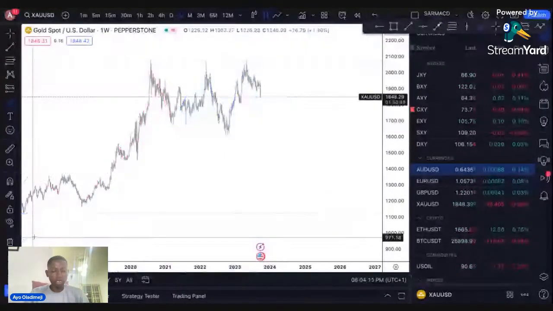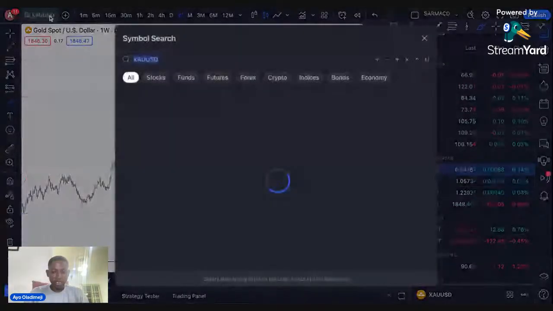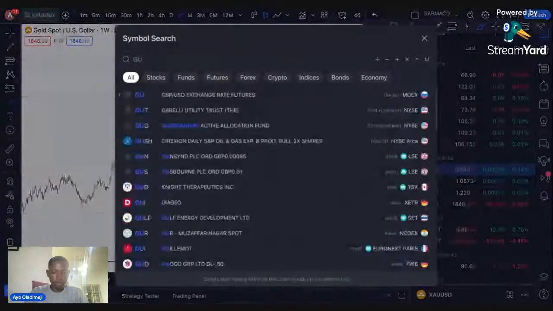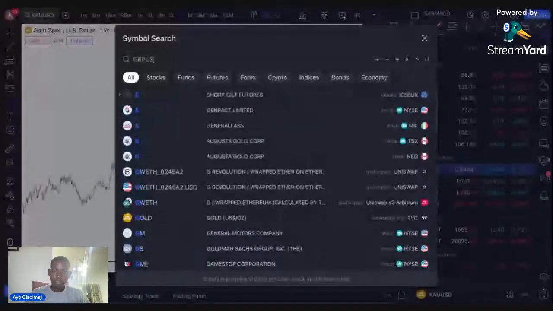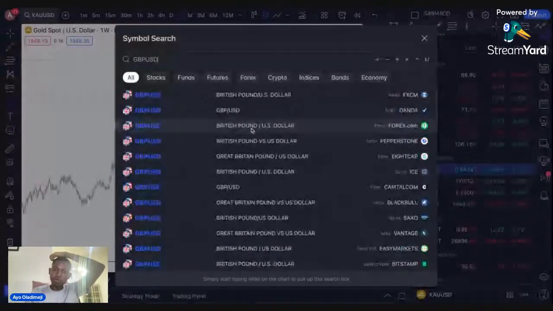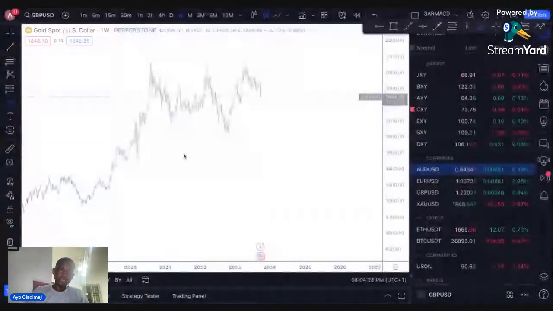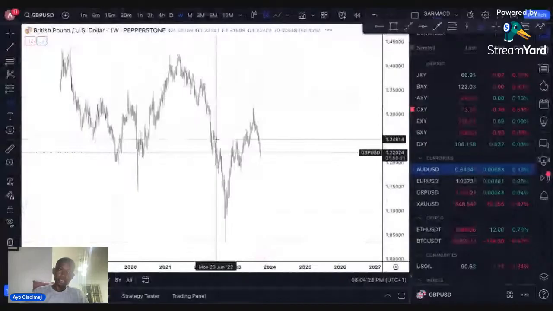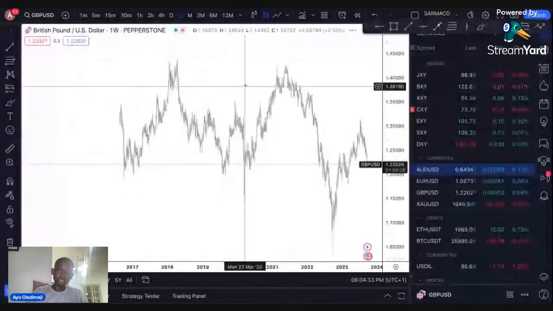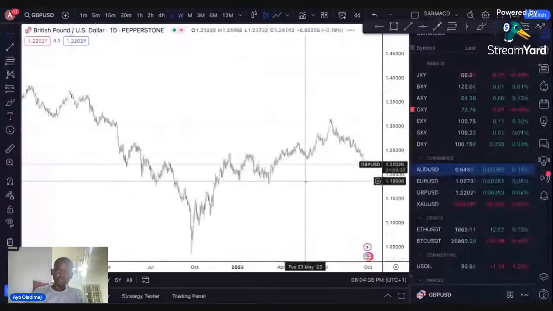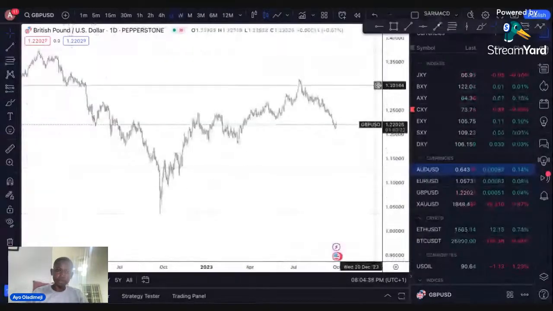Let's look at another one quickly before we wrap up tonight. Let's look at GBP USD. Like I told you, this is one of the pairs I trade personally. So let me look at it on the daily. Good. See what we are talking about.